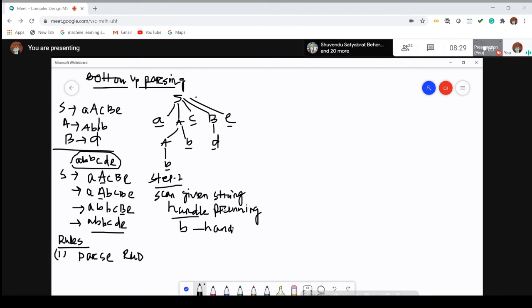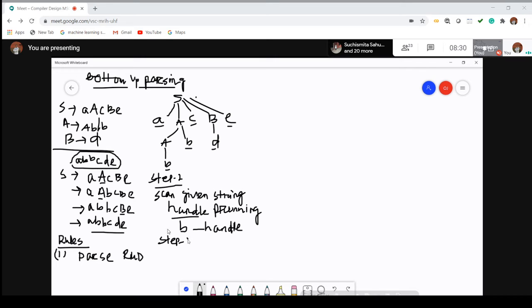Which one is the corresponding non-terminal symbol? Capital A is the corresponding non-terminal symbol we have to replace. So step number 2 is finding the handle, which means you have to find out which production applies, and which value is to be replaced with its corresponding non-terminal symbol. For step number 3, I will give an example. You can understand it from that.